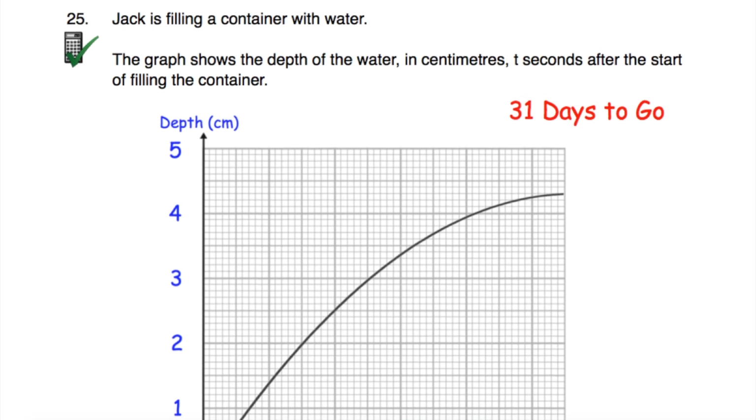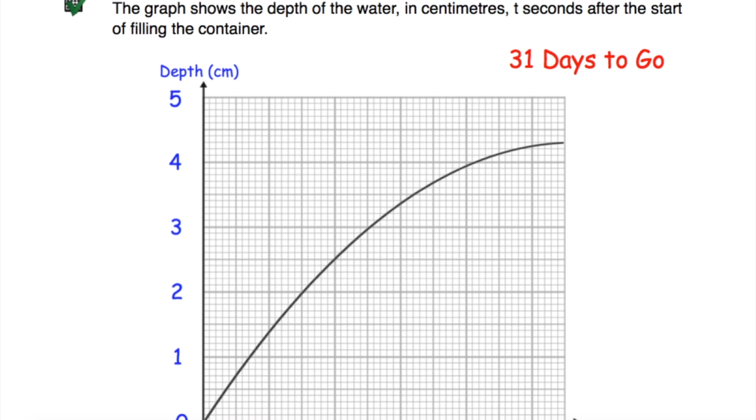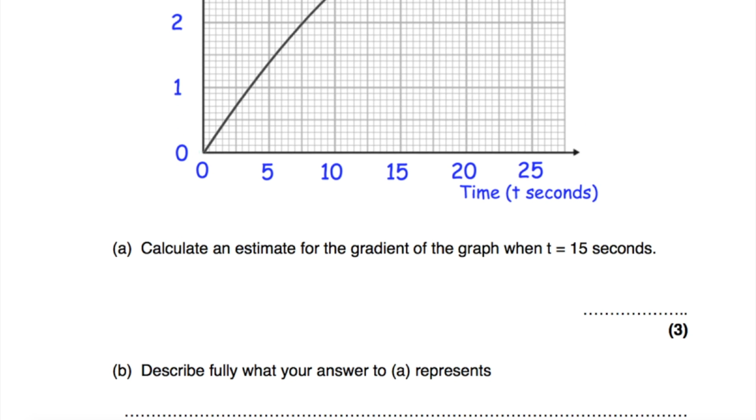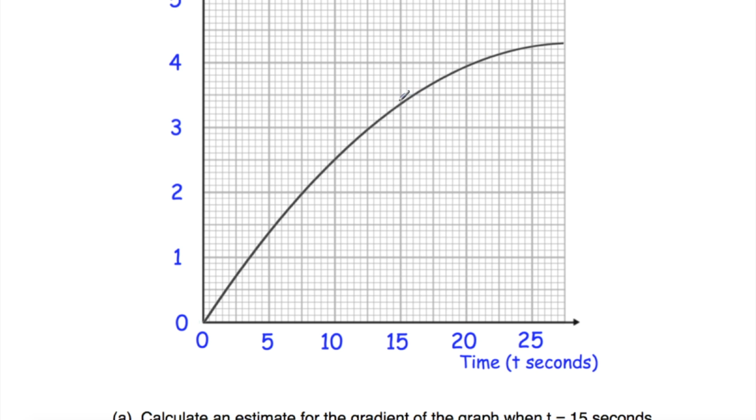So question number 25, we've got this graph and it shows us the depth of water in centimetres t seconds after the start of filling in the container. So we've got a container, and as time progresses, the depth of the water goes up. Part A says estimate the gradient of the graph whenever t is equal to 15. So we're going to draw a tangent at t is equal to 15, and we want to find its gradient. So let's do that.